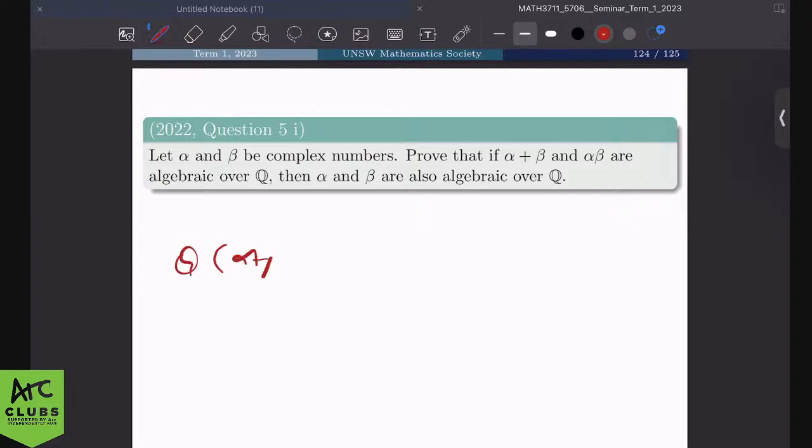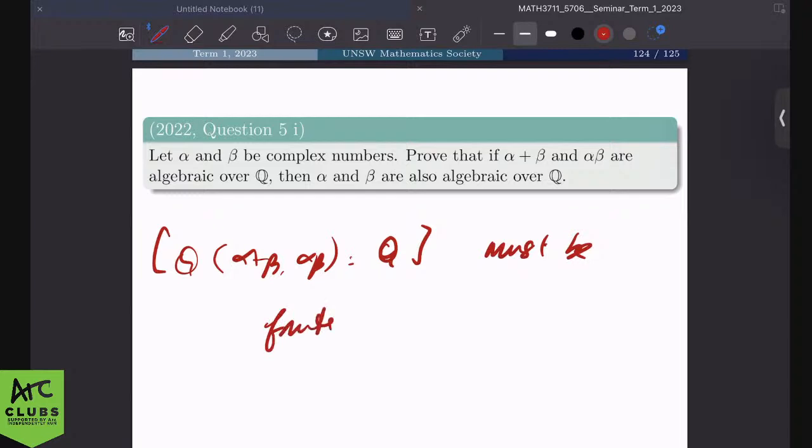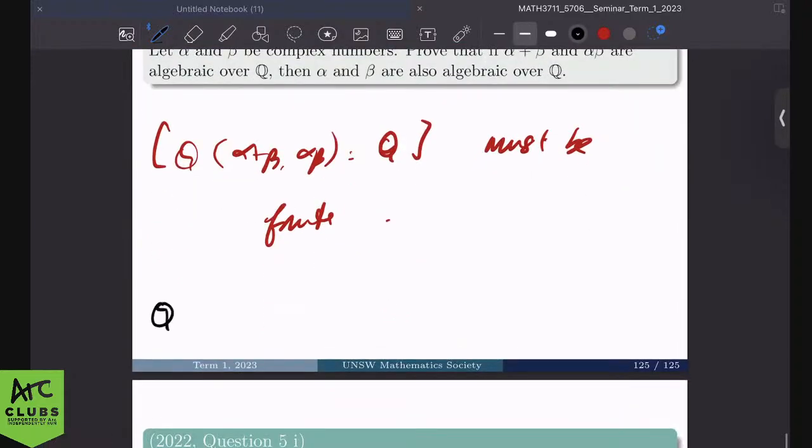Alpha plus beta over Q must be finite, since they are both algebraic, and therefore there must exist a finite polynomial that has it as roots, right? So it must be finite. So then we can construct the tower of extensions, right? We want to think about alpha and beta. What happens if we add alpha and beta to this?